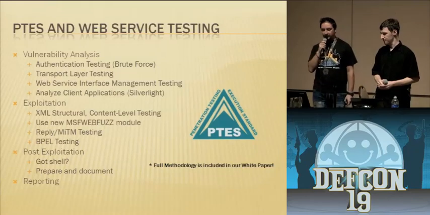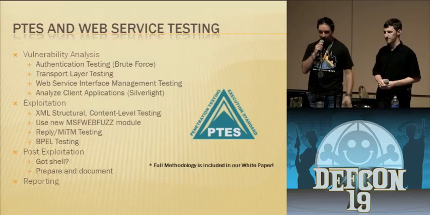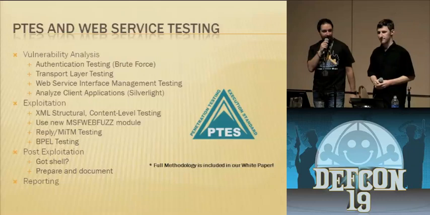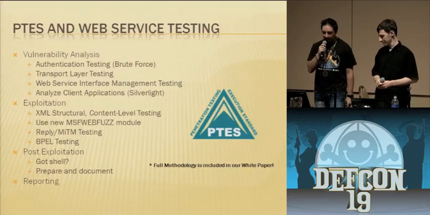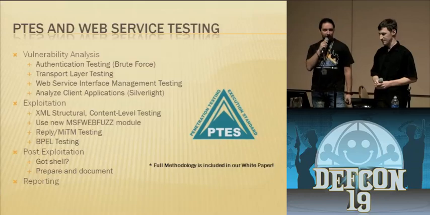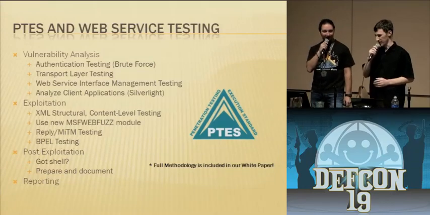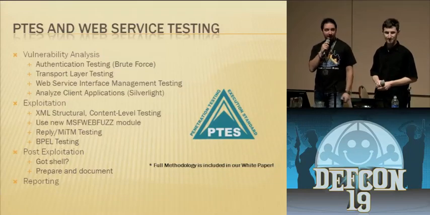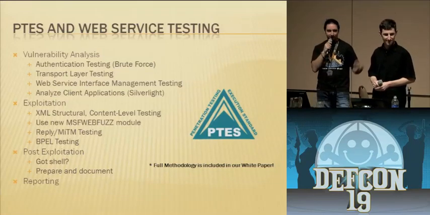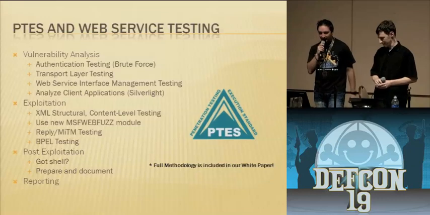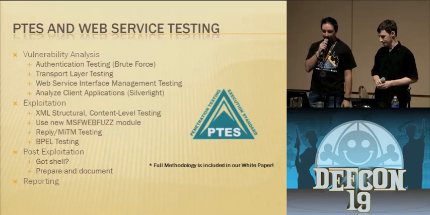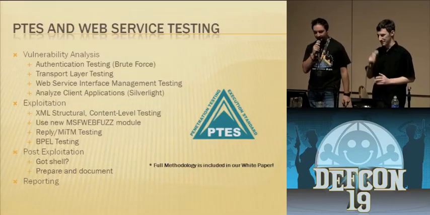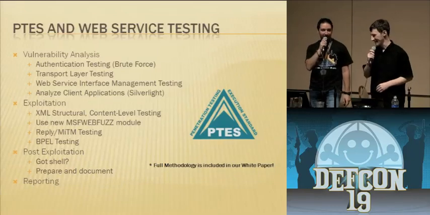So we're going to do our content level testing. We're going to be fuzzing. You may want to use Jabber's new Metasploit MSF Web Fuzz module, which we'll talk about. And, of course, doing replaying, man-in-the-middle testing, and then Beeple, which we have a whole slide on, right? Then once you have shell, hopefully you do have shell, because you can get shell through a web service, which Jabber will demonstrate. You want to prepare and document, and, of course, reporting at the end of the day. Reporting is the necessary part. It sucks, but we've got to do it, right?